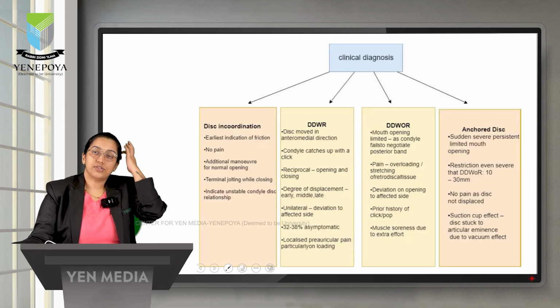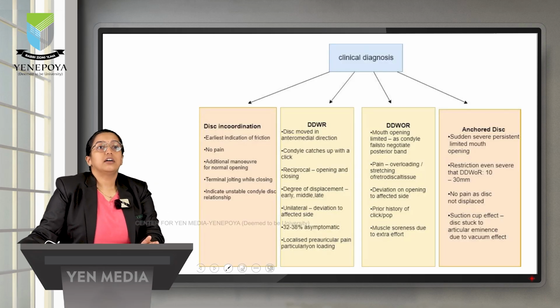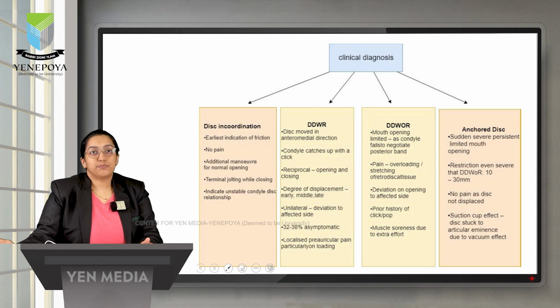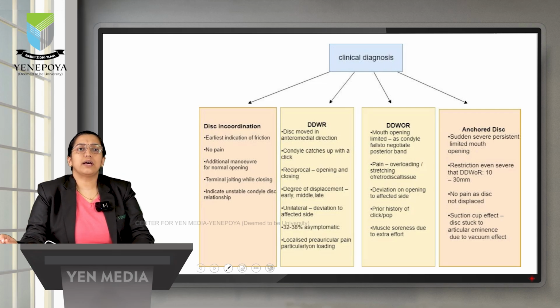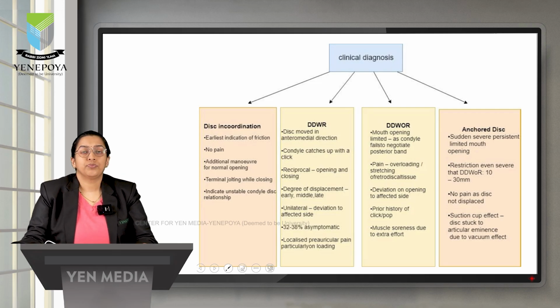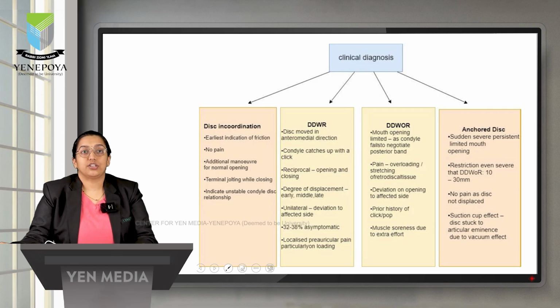Now for clinical diagnosis, we have disc incoordination, disc displacement with reduction, disc displacement without reduction, and anchored disc. In disc incoordination, it is the earliest indication of friction; there is no pain, there is a sudden terminal jolting when closing, and it gives an unstable condyle disc relationship. Whereas in disc displacement with reduction, the disc moves in the anterior medial direction, the condyle catches up with a click, and a reciprocal, or opening and closing, click is there.